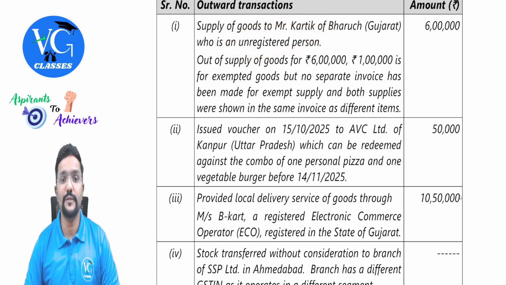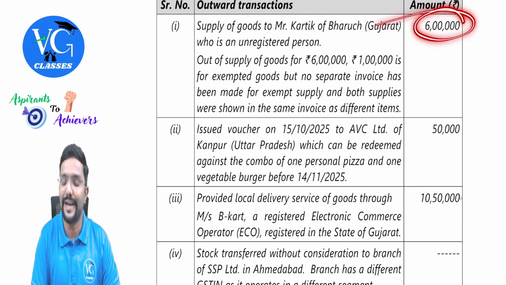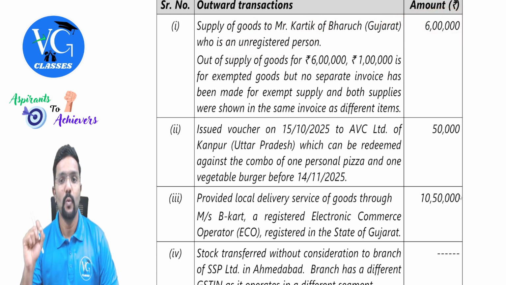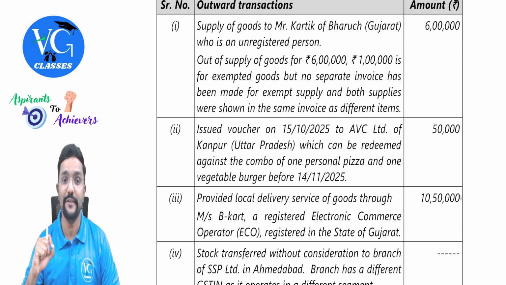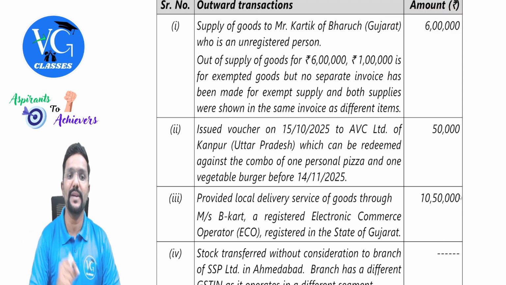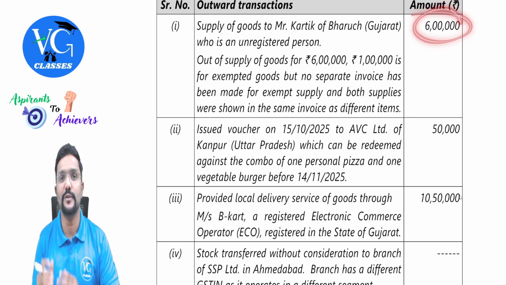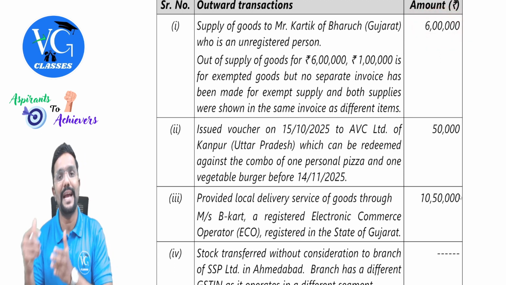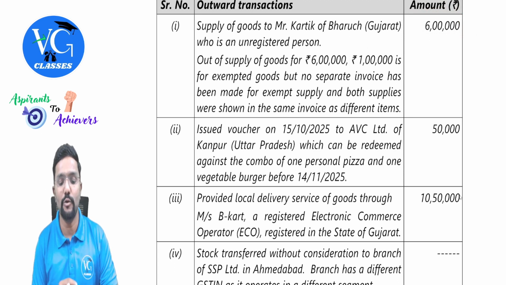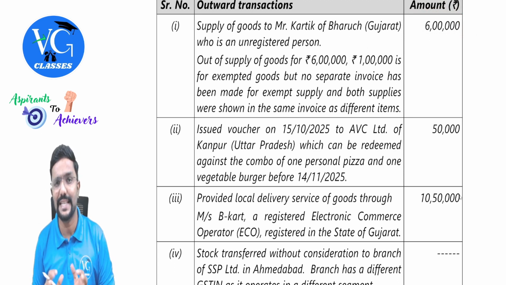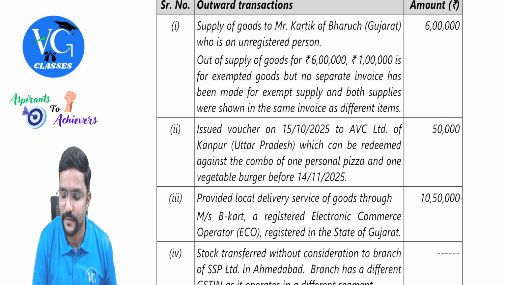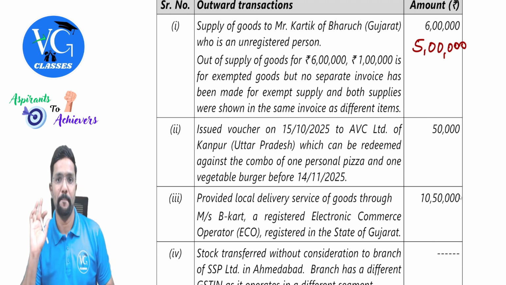Out of the supply of goods for 6 lakh, okay, so the total value is 6 lakh. 1 lakh is for exempted goods, but no separate invoice has been made for exempt supply. Both supplies were shown in the same invoice as different items. Means 6 lakh includes 5 lakh taxable supply, 1 lakh exempt. So to calculate output tax, we need to take entire 6 lakh or only 5 lakh? Only 5 lakh, guys. Sir, one single invoice is issued for both. No problem. We need to still take only 5 lakh.